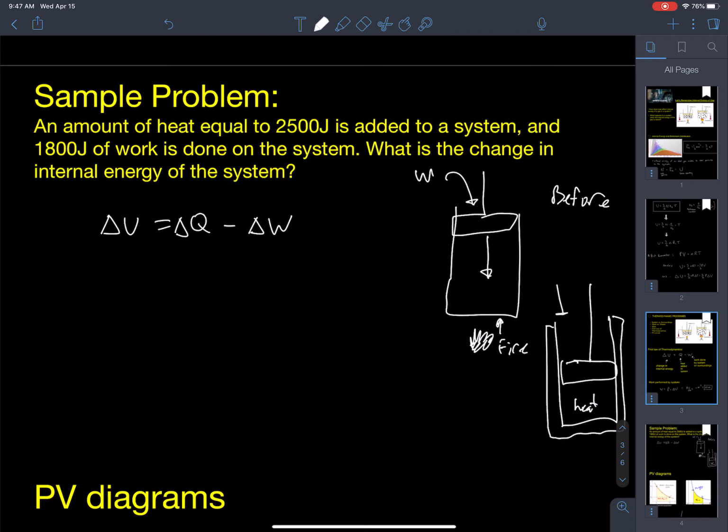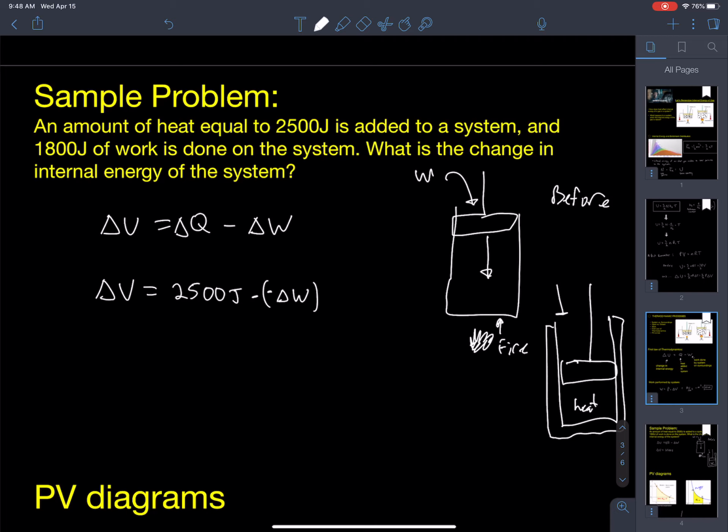Okay, so the change in internal energy of my system is going to be equal to 2,500 joules. Now remember, delta W, the work done by the system. So if the work is being done on the system, it's going to be negative.